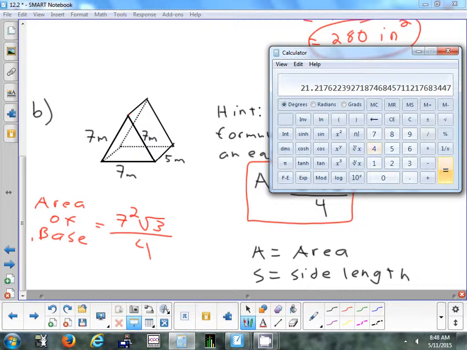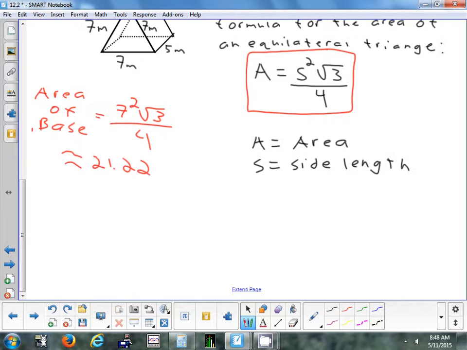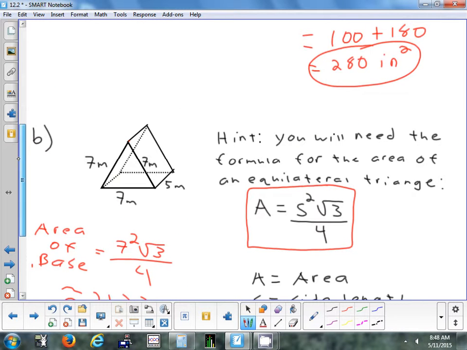Okay, so we get 21.22. Okay, now don't forget, you got to double it because you have a front and a back. Okay, SA stands for surface area. Plus, now we need to add up the sides.